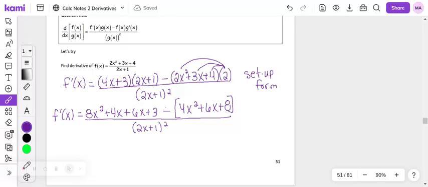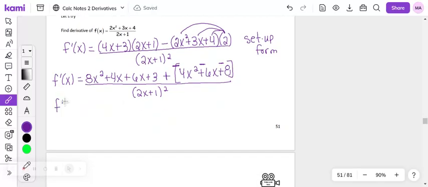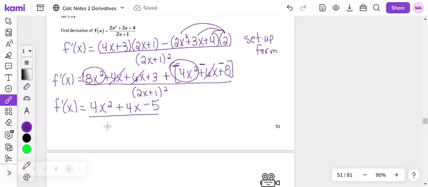We'll go ahead and distribute our negative and combine our like terms in our numerator. So f prime of x equals 8x squared combined with negative 4x squared gives us 4x squared. 4x plus 6x is 10x minus 6x gets us back to 4x. I'm just going to cross those out. And then we have 3 minus 8, which is negative 5, all divided by 2x plus 1 squared. And that is simplified.